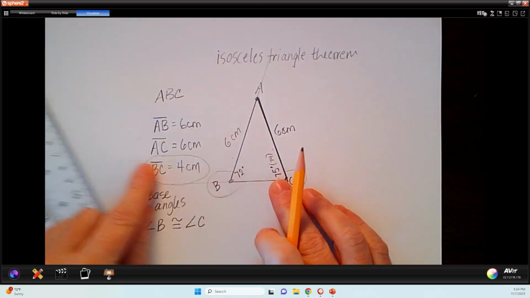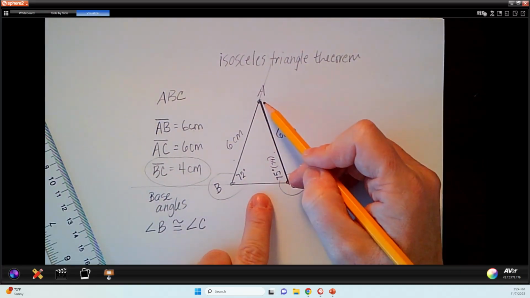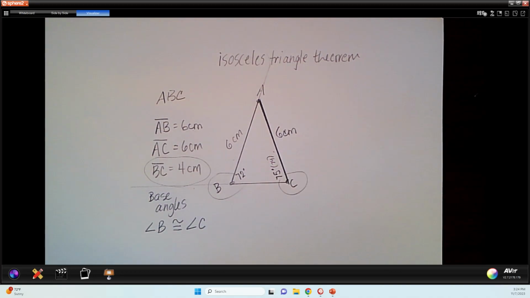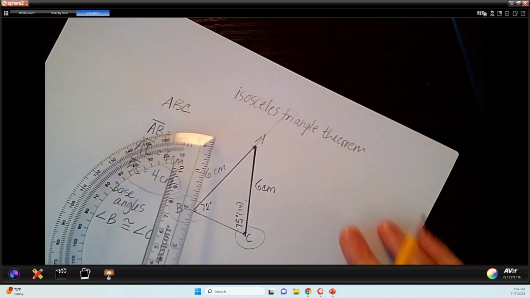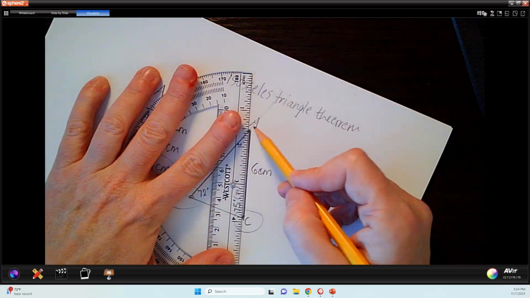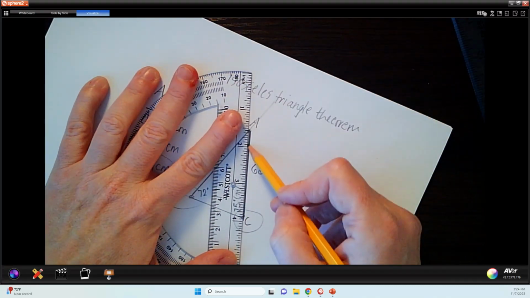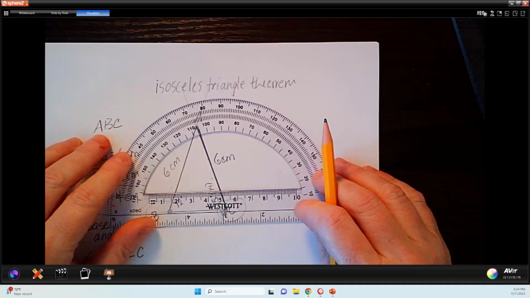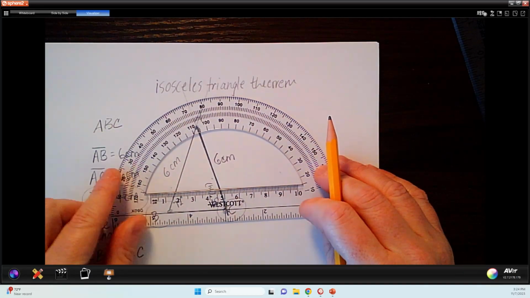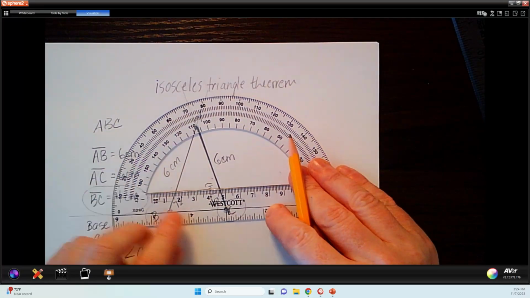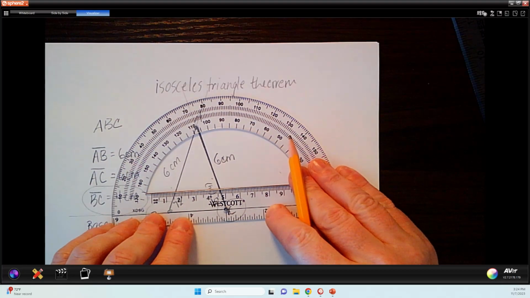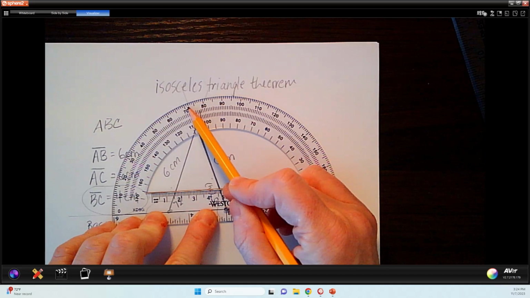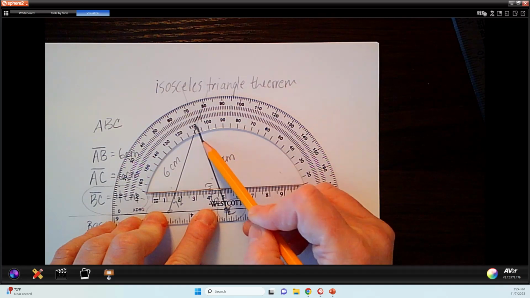Again, constructing this by hand, it's easy to make a mistake. So this angle is probably a little closer to 72 now. Let me double check it. And this time I'm going to go in this direction. Okay, let's see. All right, C, put my center on C. Make sure it's lined up perfectly straight. Okay, much better. Do you see that? Just that a little tiny adjustment.